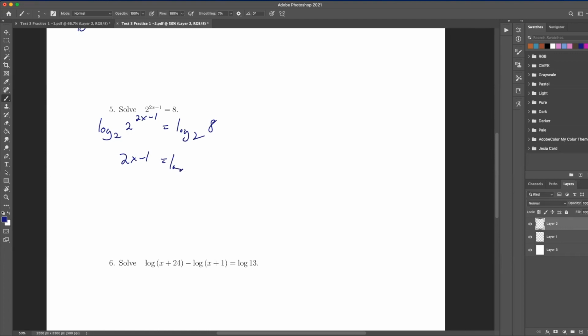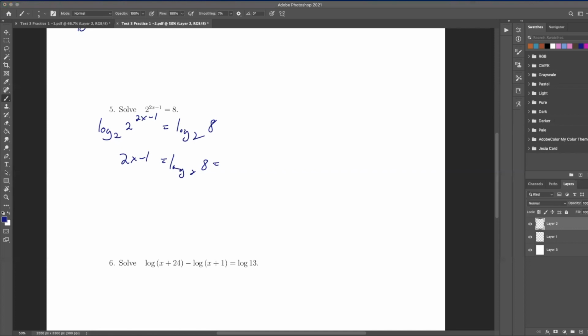And log base 2 of 8 asks the question, 2 raised to what power is 8? Yes, 2 raised to what power is 8? And log base 2 of 8 should be what, guys? What's log base 2 of 8? Have we all forgotten? 3. Yes, it should be 3.